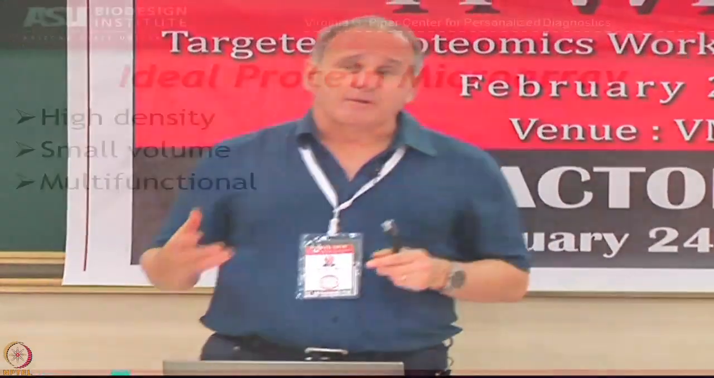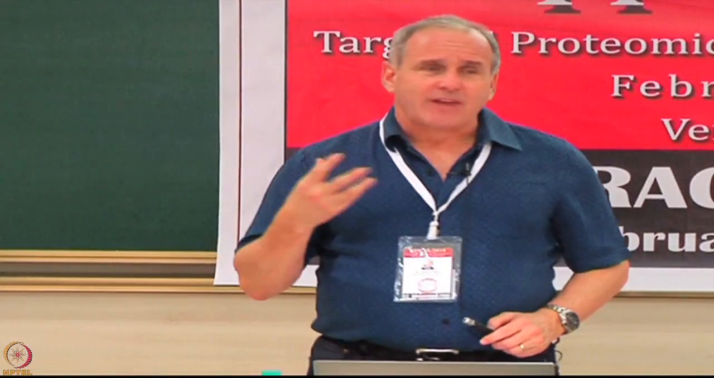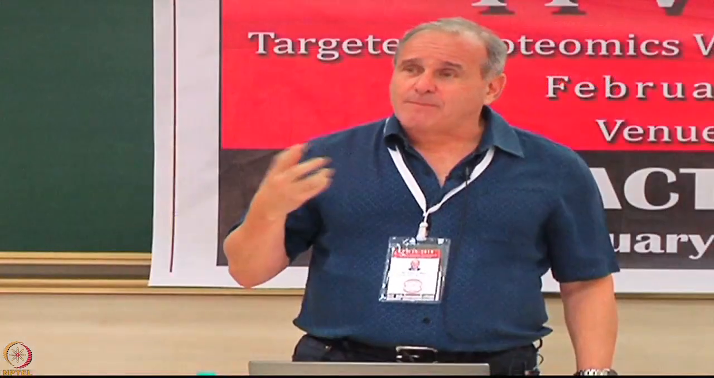Of course, it needs to be multifunctional. You'd be able to test it with lots of activities. But then you also want it to have natural folding. You want the proteins on the array to look like they do in normal circumstances. And ideally, they would be made in a milieu similar to the one in which they normally occur.